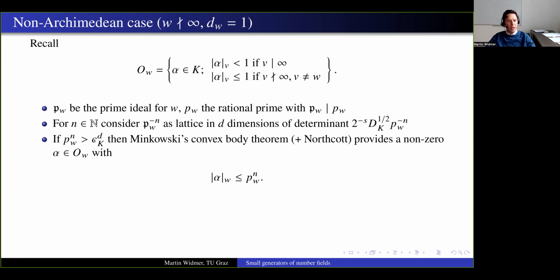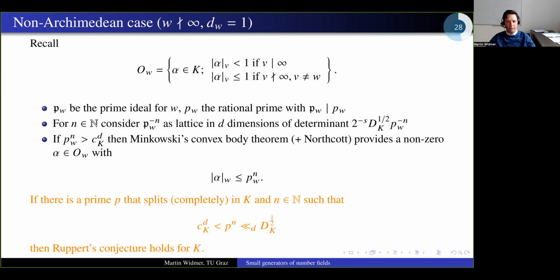What this means is, as soon as p to the n is bigger than ck to the d, you can apply Minkowski's convex body theorem. It provides you a non-zero alpha in OW, which then, of course, is a generator. And the contribution of the place W is at most p to the n, to the relative height. So what we learn from that is, if there is a prime p that splits completely in the number field k, and there is a positive integer n such that p to the n is strictly bigger than ck to the d, but bounded from above, up to some constant depending on d, by dk to the 1/2, then Ruppert's conjecture holds for k.